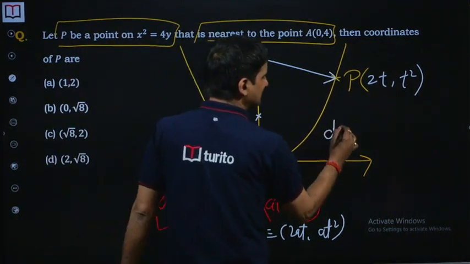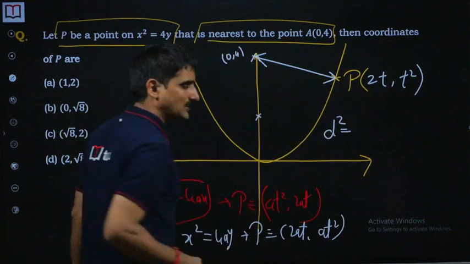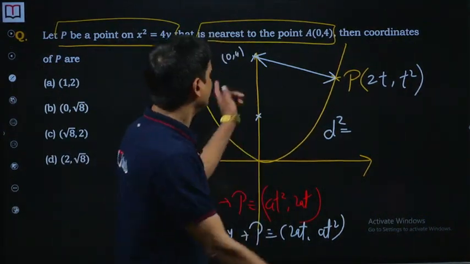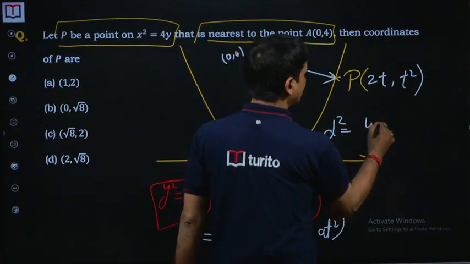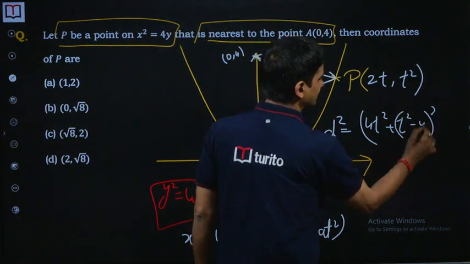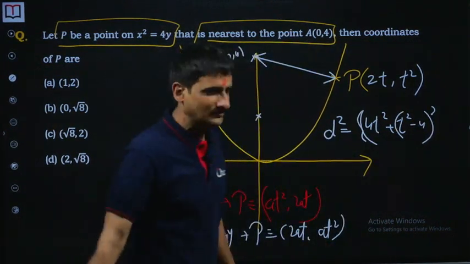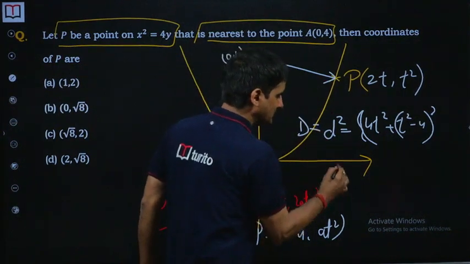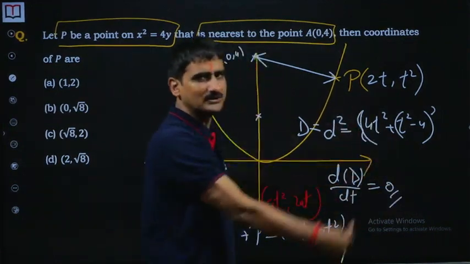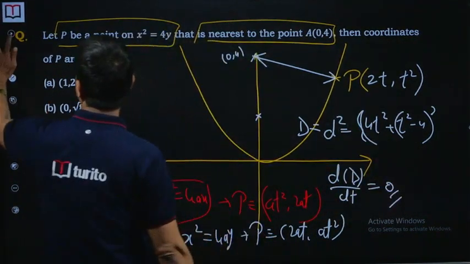So d is nothing but the square root. I will write d square, because when d is minimum, d square will be minimum since it's positive. So it's (x2 minus x1) whole square, (2t) square plus (t square minus 4) whole square, and then differentiate it. So that's our capital D. So dD by dt equal to 0, you get t, put the value, you get the point. Okay, so moving to the next question.